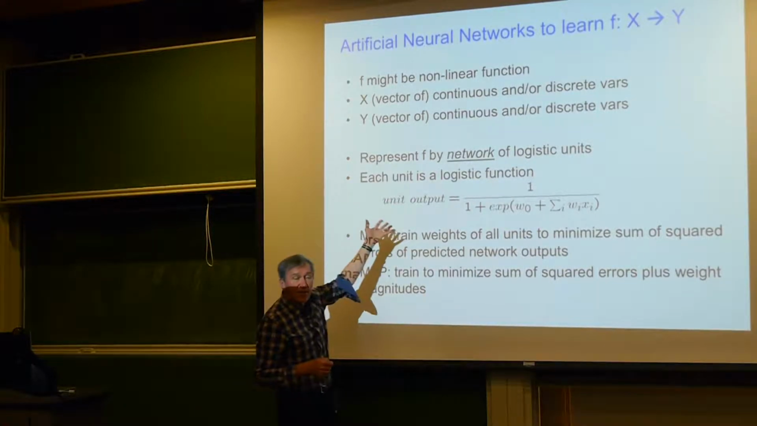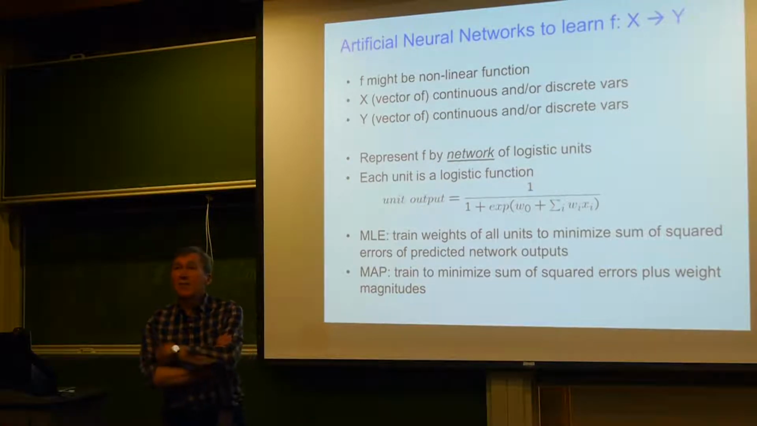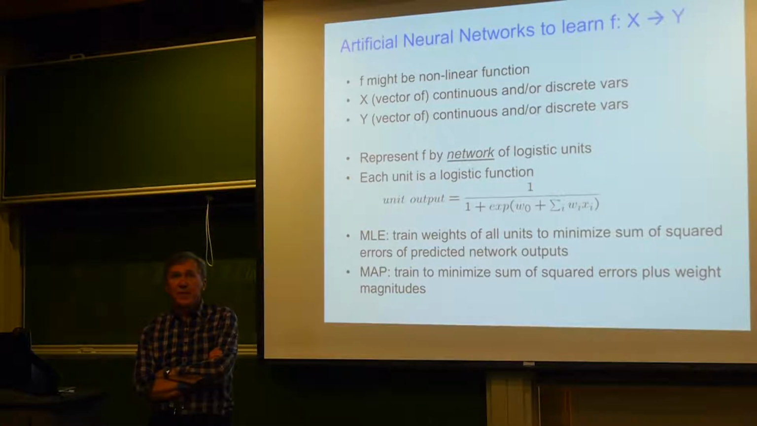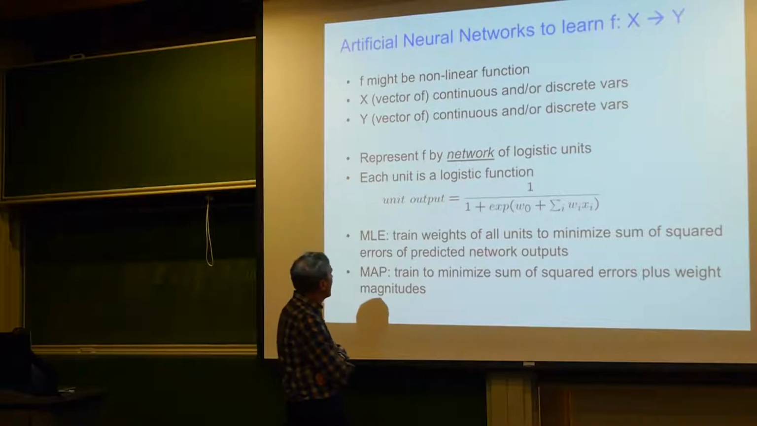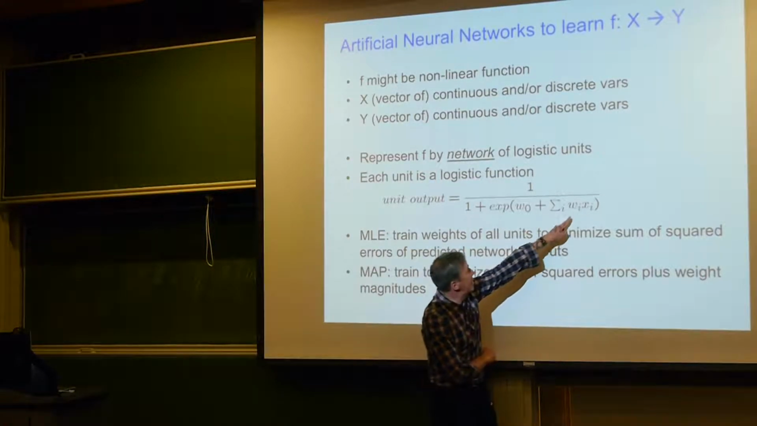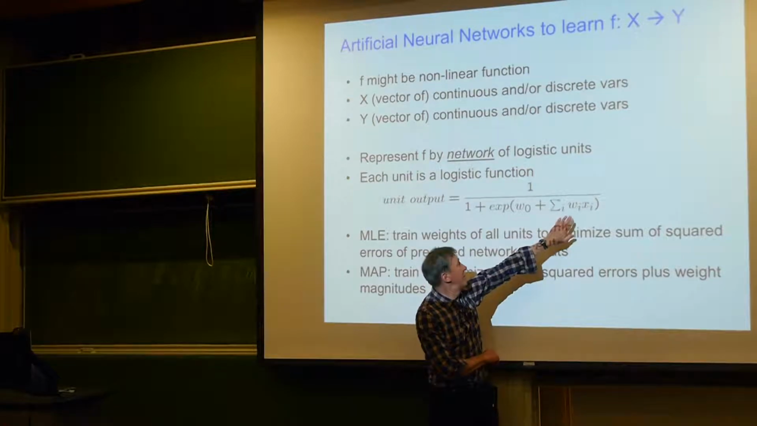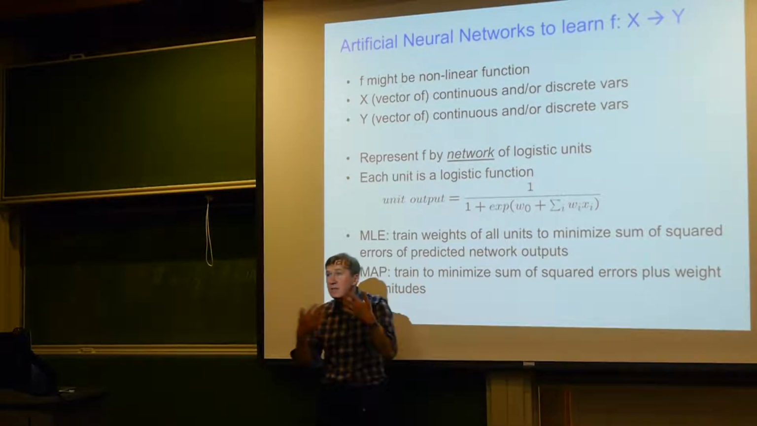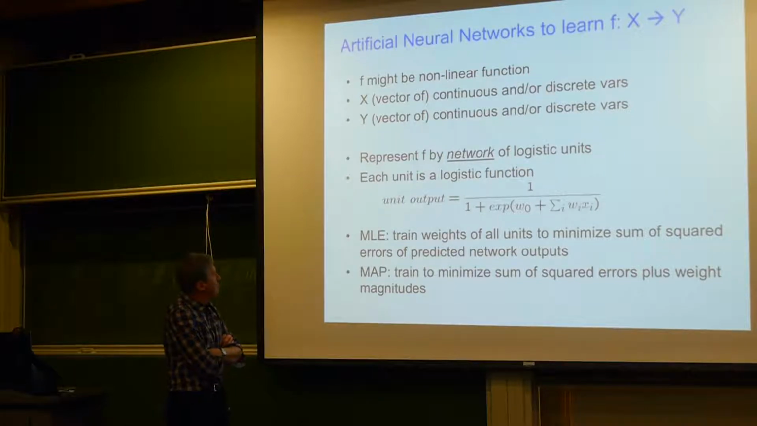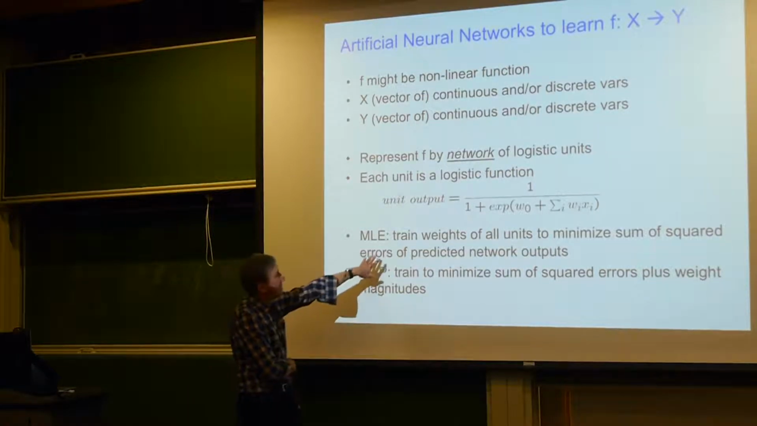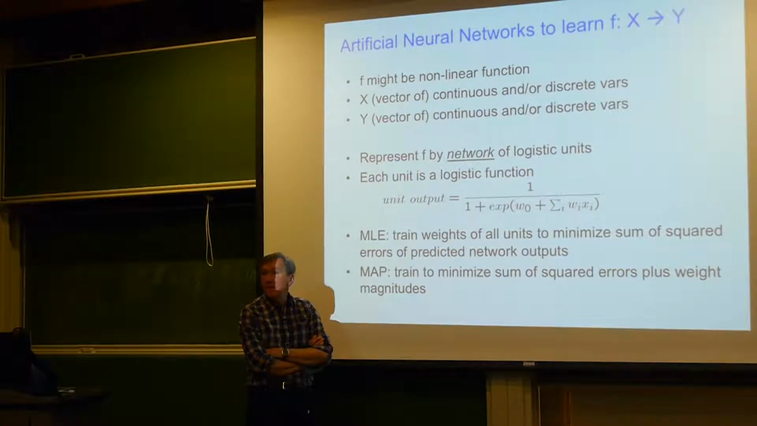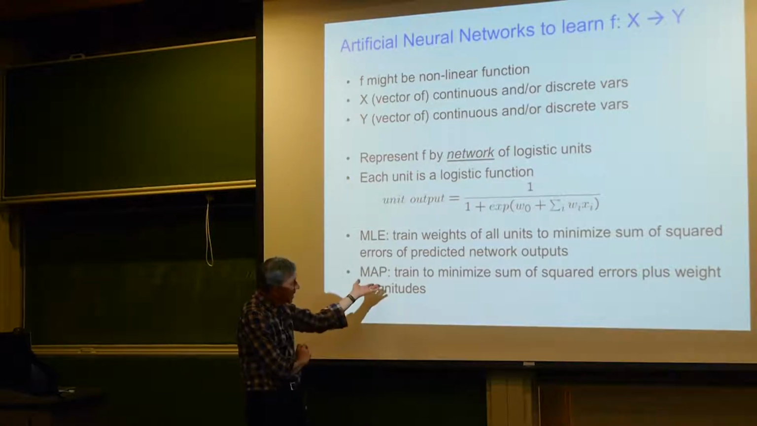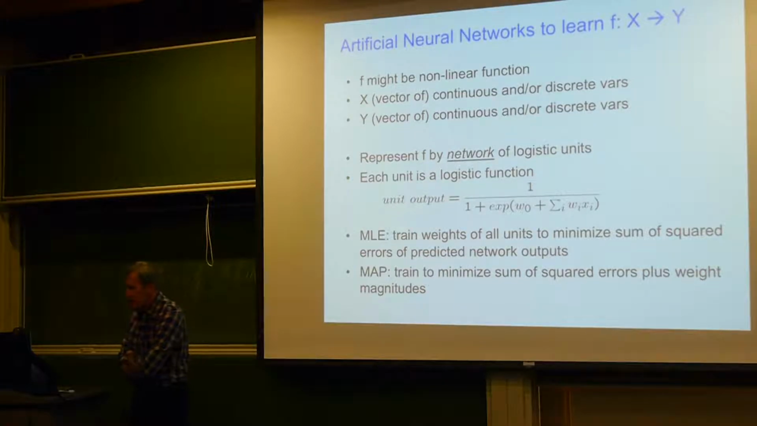So then, just like any function approximator, if I ask you to develop a machine learning algorithm to train it, you should think, well, maybe I should train it to maximize the likelihood of the data, that is, get maximum likelihood estimates of the parameters. What are the parameters? Oh, they're these weights. In fact, there's a set of weights for each unit in the network. So we can do that by minimizing the sum of squared errors in the network output. We can train it with MAP methods as well.